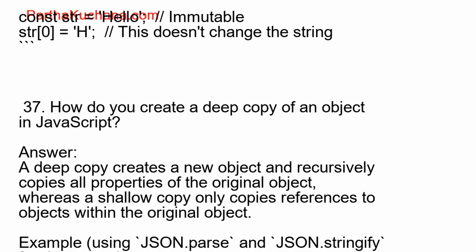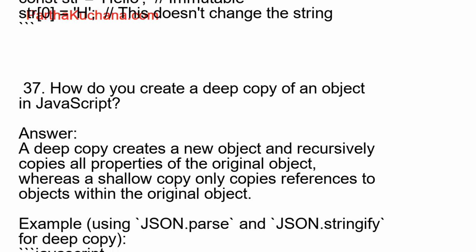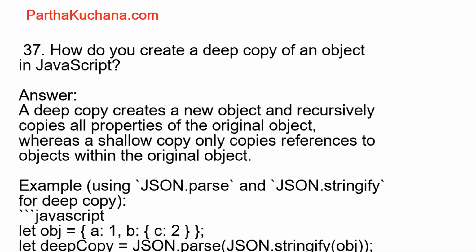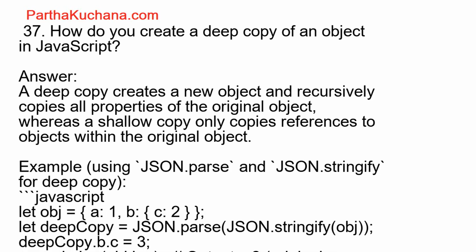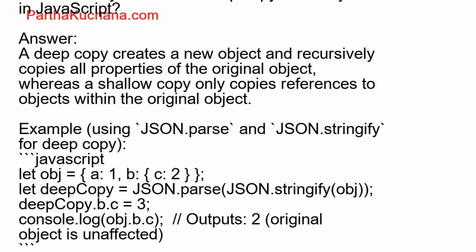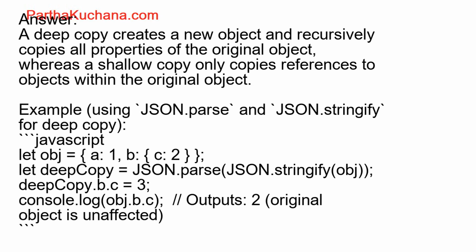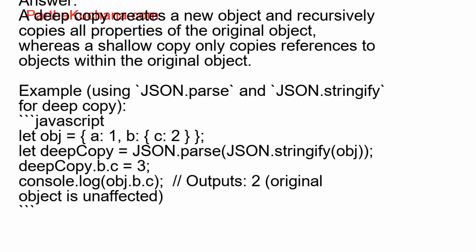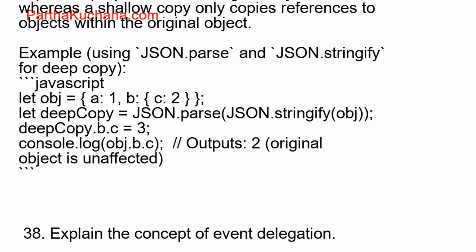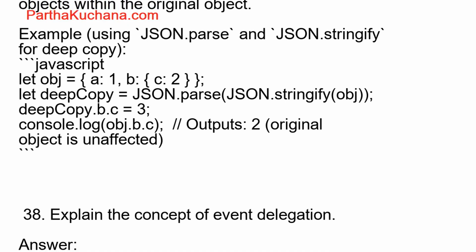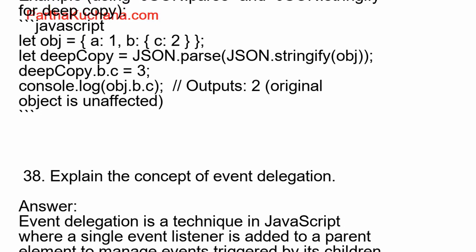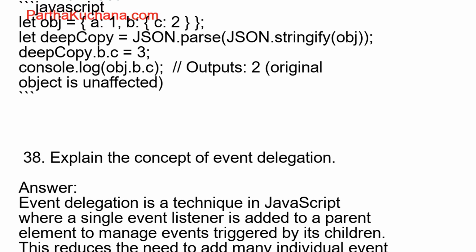39. What is the difference between setTimeout and setInterval? Answer. setTimeout executes a function after a specified delay. setInterval repeatedly executes a function at fixed intervals until cleared. Example, JavaScript. setTimeout(() => console.log(executed after 1 second), 1000); // runs once. setInterval(() => console.log(executed every second), 1000); // runs repeatedly.